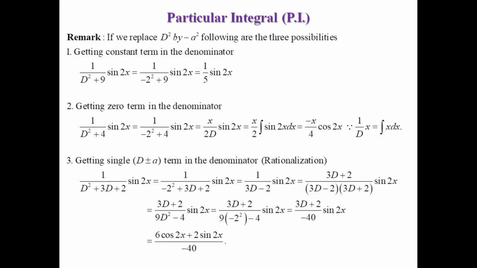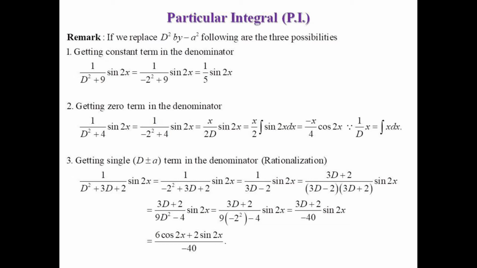When we replace D square by minus a square, then there are three possibilities. The first possibility is that we may get a constant term in the denominator when we replace D square by minus a square. For example, 1 upon D square plus 9 into sine of 2x. When we replace D square by minus a square, the value of a is 2, and if we square it and attach a minus sign, then we get the denominator as 1 upon 5.